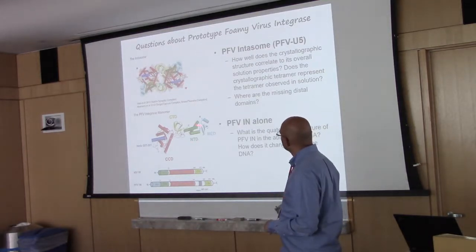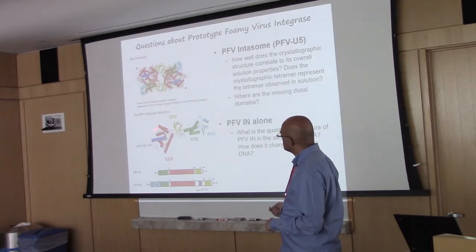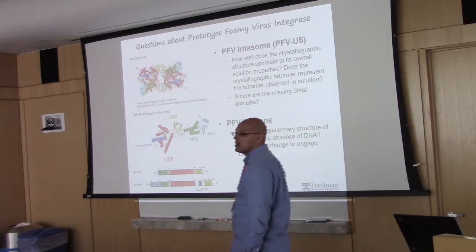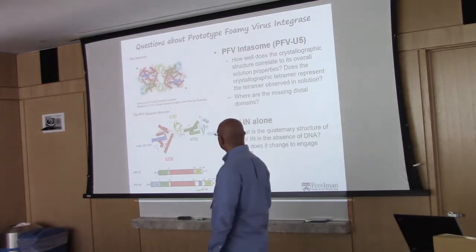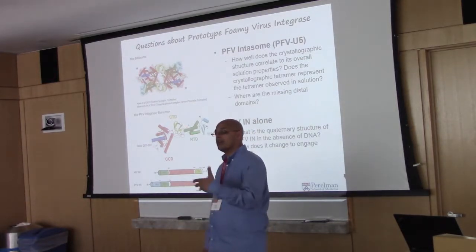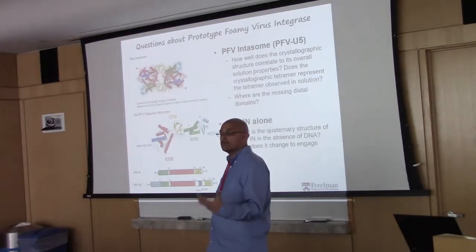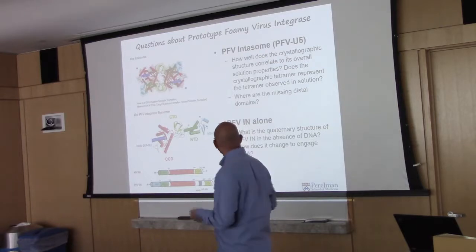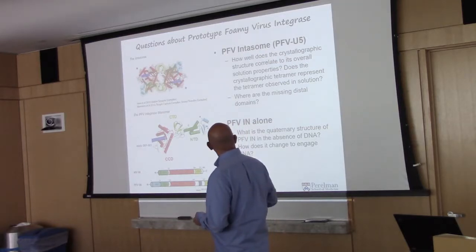Okay. And then the question about the protein alone. This protein's unusual among retroviral integrases. Unlike the HIV one, which is highly oligomeric, this is just a monomer in solution. So we're asking questions about what the protein looks like before it assembles on DNA, and what type of conformational changes have to occur. There's no crystal structure of this protein alone, but it's very floppy, I'll show you. And again, it's a close neighbor of HIV.